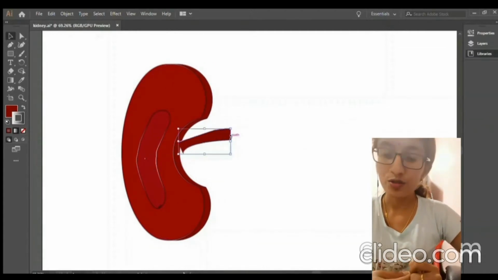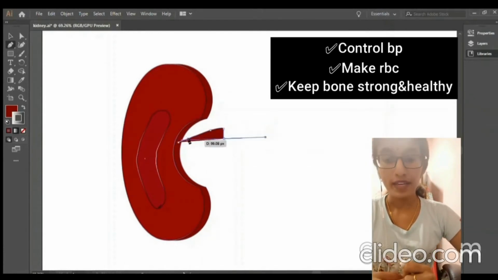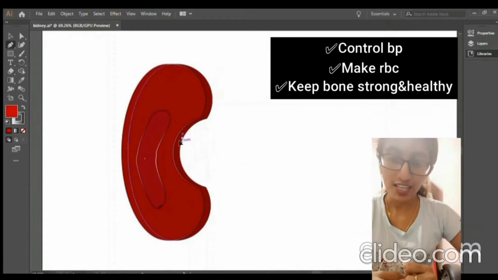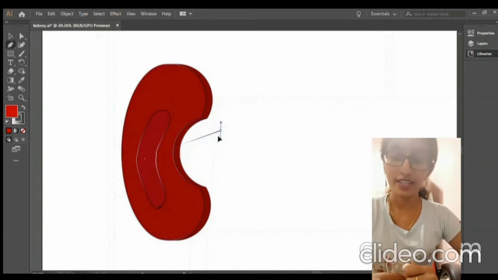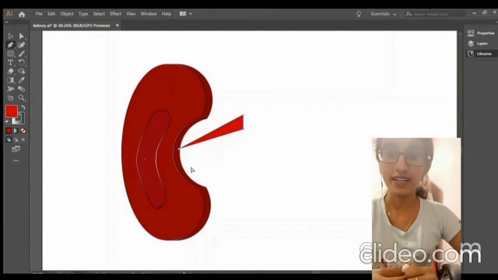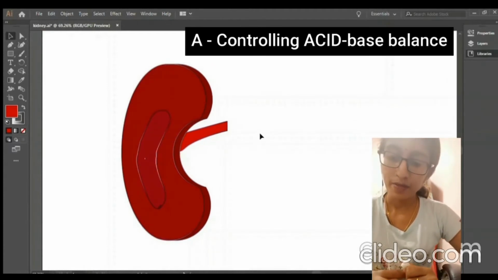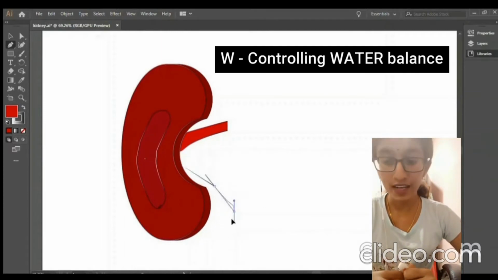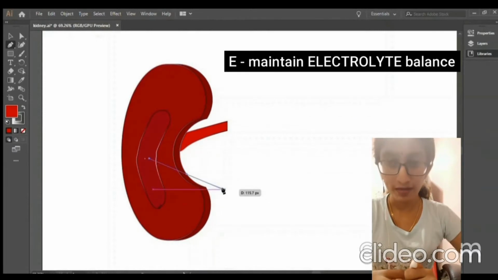Your kidneys also make hormones that help control blood pressure, make red blood cells, which is RBC, and keep your bones stronger and healthier. An easy way to memorize the 7 different roles of the kidney, we usually use the term A WET BED. A is for controlling acid-base balance. W stands for controlling water balance. E stands for maintaining electrolyte balance.